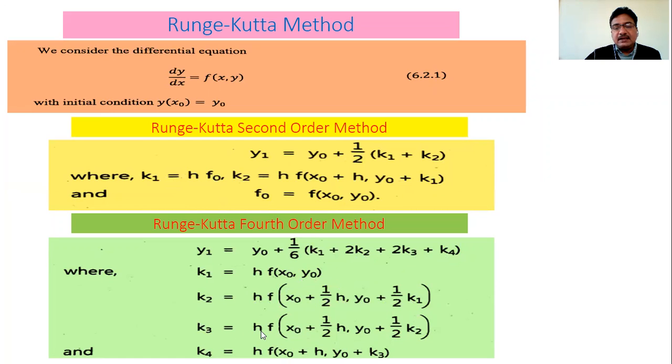And then k3 is h f x naught plus 1 half h, y naught plus 1 half k2, and k4 is h f x naught plus h, y naught plus k3. So this is the k4, and find the values of k1, k2, k3 and substitute. Here we have the y1. So problems on this.